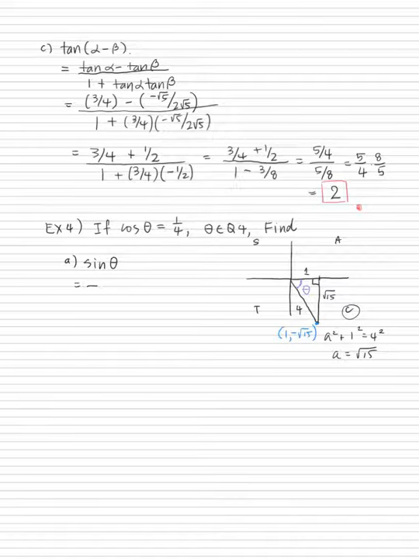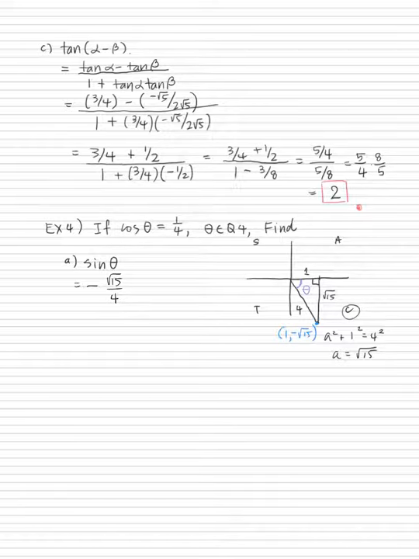And negative what? So just stare at the triangle. It's the opposite side of the angle theta over the hypotenuse. So here you're going to have square root of 15 over 4. So the answer is going to be negative root 15 over 4.